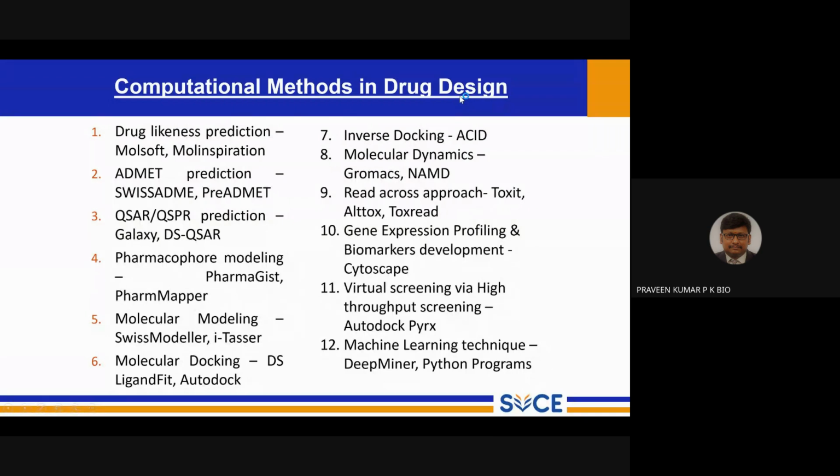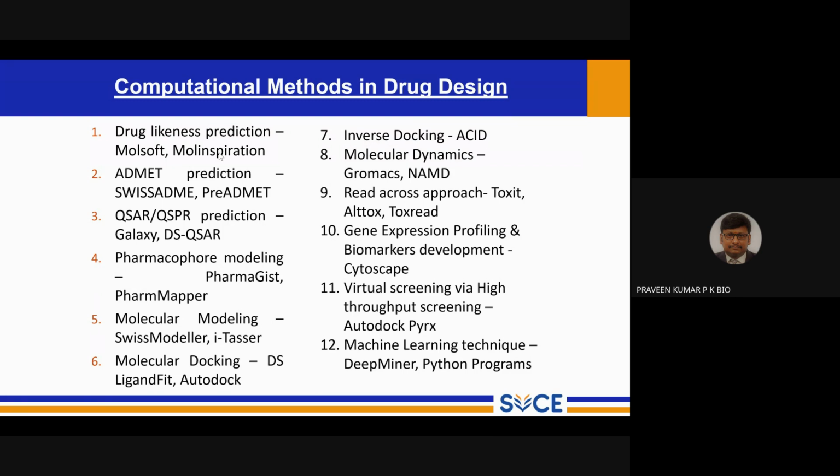Now let us take you to the computational methods in drug design. There are various methods of drug design. The first phase used is checking the physical properties of the drug molecules. After that, we can go for drug likeness prediction. We have many drug likeness filters and cheminformatics software like MolSoft and Molinspiration. We can also predict from databases like NCBI PubChem, which has the physical and chemical properties of drugs. Using these properties, one can tell the drug likeness.